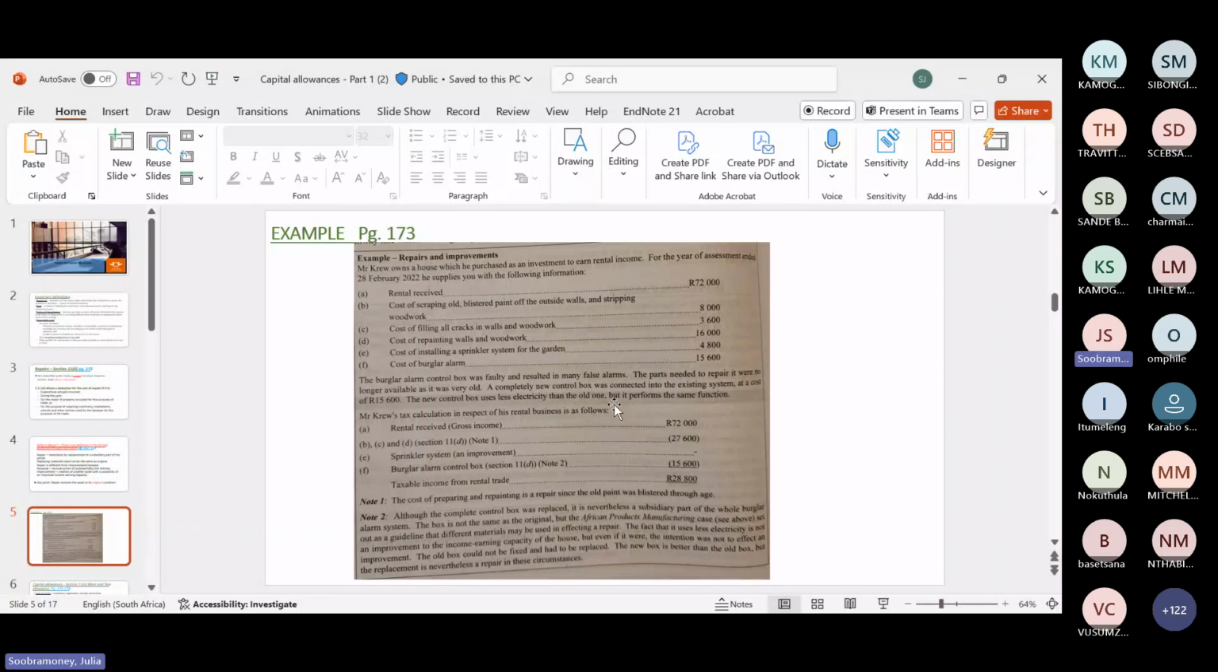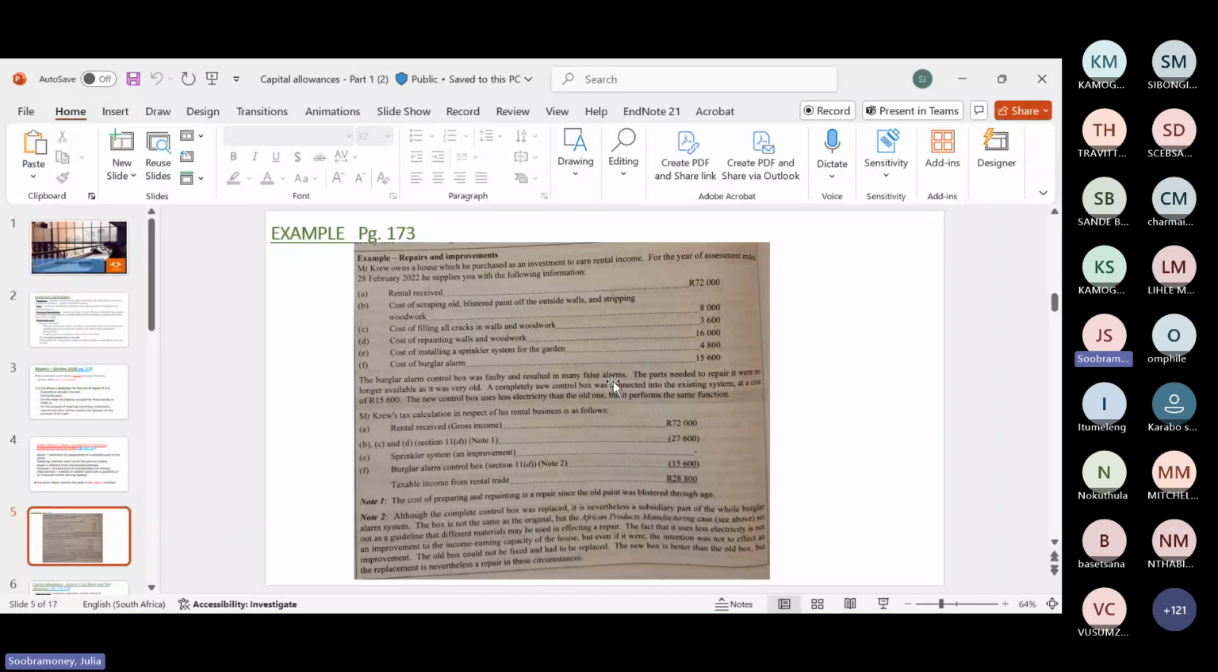What would you say? It's a repair, okay? Now, why do you say it's a repair? Because now you're looking at what was the intention, correct? It says here the burglar alarm control box was faulty and it resulted in many false alarms. So there was a problem with it.